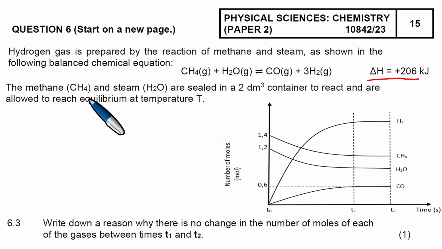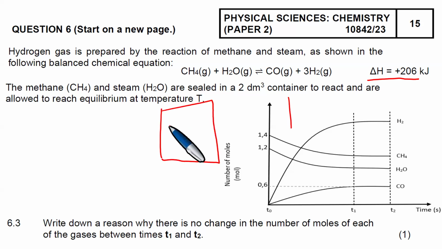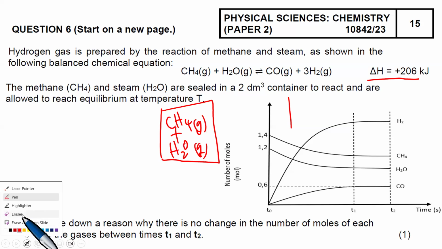There's some temperature at which these particular reactants reach equilibrium. Because what is happening here? We take these and we put them in a container. So in this container, we put CH4 gas, but we also put H2O gas. We put them together. We mix them together in the container.